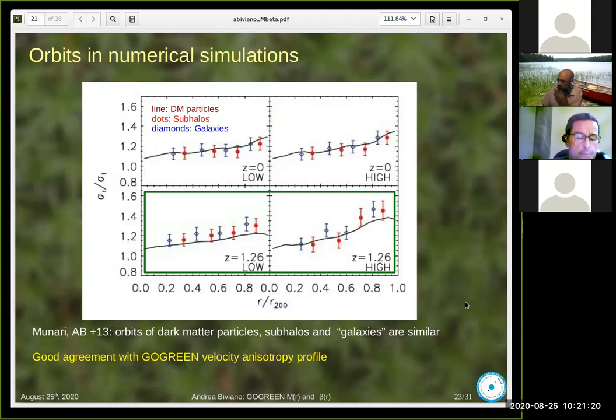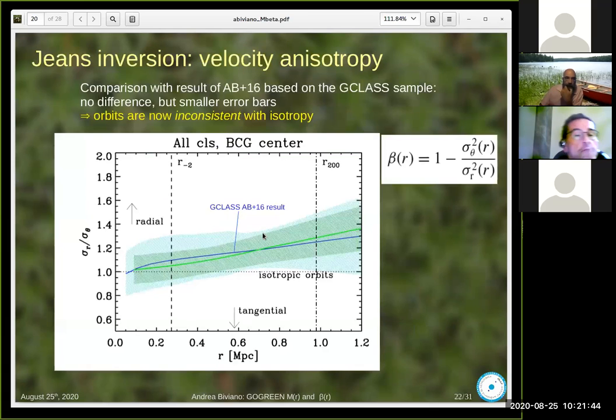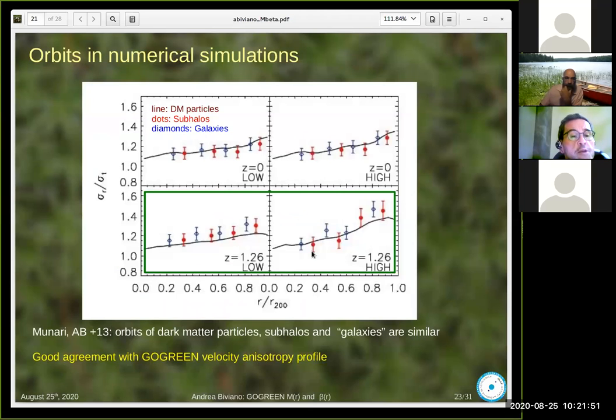It also compares very well with this result from Munari, my former student, based on numerical simulation. You look here at basically the same redshift as the current sample, and putting these two together, you see that the curve is very similar. It goes from 1 to 1.2 basically, which is also what we have here, from 1 to 1.2 more or less. So it's a very good agreement with simulations.